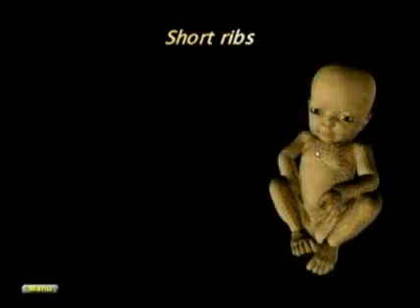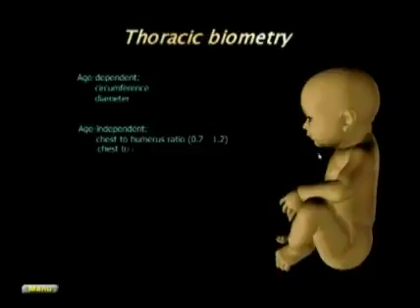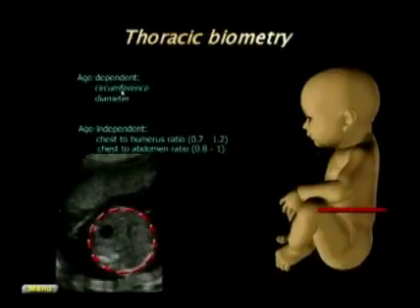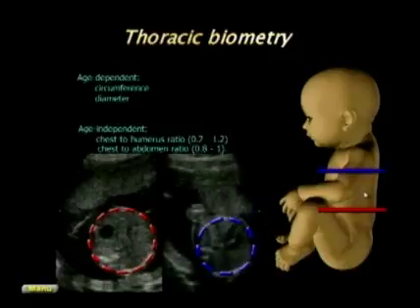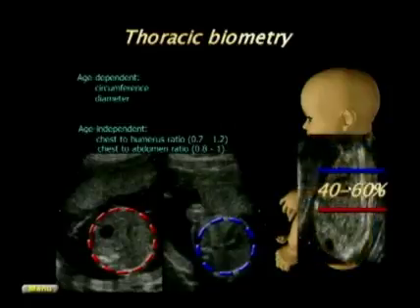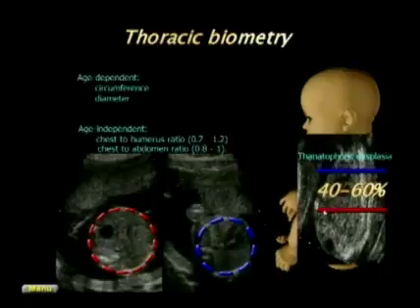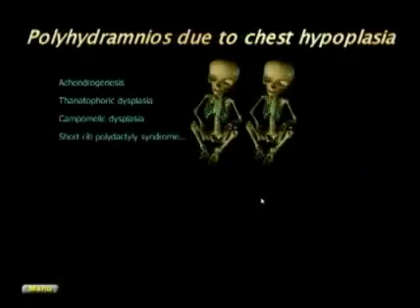Now, that is visible in several ways. You can either use tables with age-dependent circumferences, or you can use a ratio, and I think that's the easiest way to do. You do a chest to abdomen ratio, and visually you can see that the chest is about 80% to 100% of the size of the abdomen. If you compare that with a baby that has thoracic dysplasia, as in this case, you see that the chest is much smaller than the abdomen, and so now we have a ratio of about 40 to 60%. That's an important criteria to recognize a baby has chest hypoplasia.